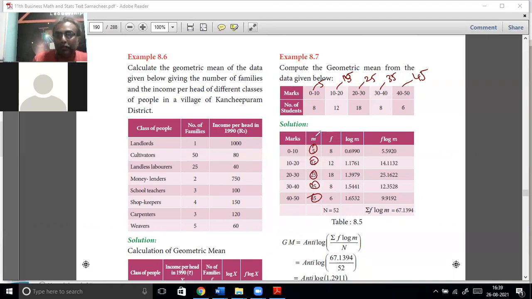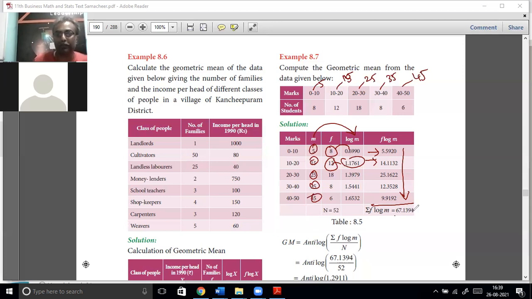Now log must be found for the midpoint. Log of M only you have to find. Then take the frequency, multiply this by this and put it here. Then calculate the entire sum of all these values. That is sigma F into log of M. That means the total of F log M.